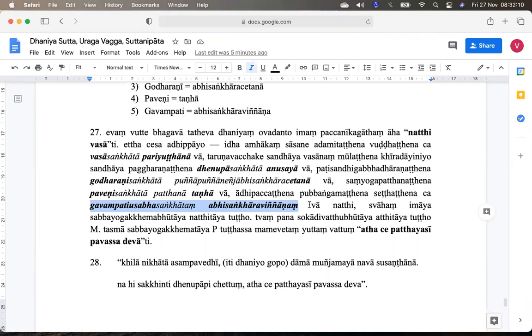Gavampati, so the leader of the cows, the bull, is compared with the abhisankhara vinnana. So vinnana is here, you know, 12 akusala and 21 kusala cetanas, all together 33, are called the abhisankhara vinnana, associated with the cetana. So 12 akusala cetana, 8 kama kusala cetana, 9 rupa and arupa kusala cetanas, all together 33. It's called here abhisankhara vinnana. So they are the leader.